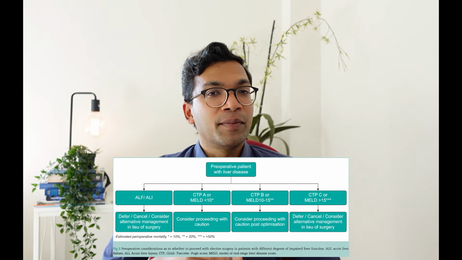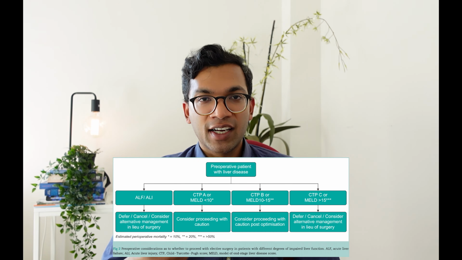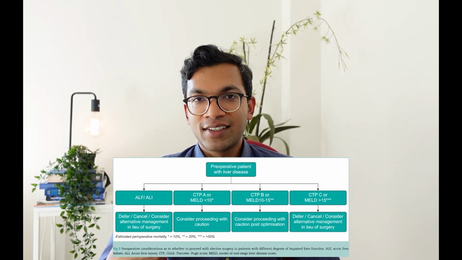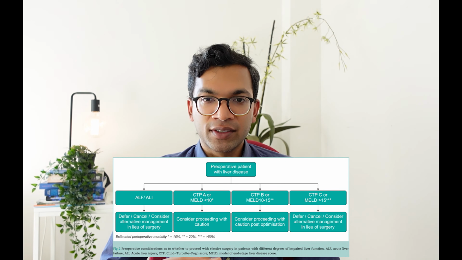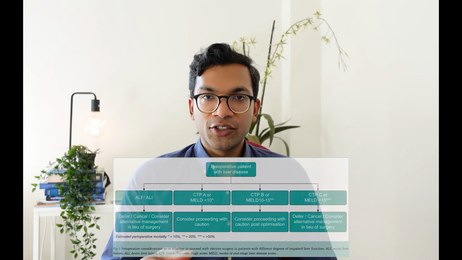Finally, Child-Pugh C, this is a much higher risk, or MELD greater than 15, much higher risk. So again, defer, cancel, look at how you can optimize and make sure this patient has seen a medical team prior to proceeding with elective surgery.